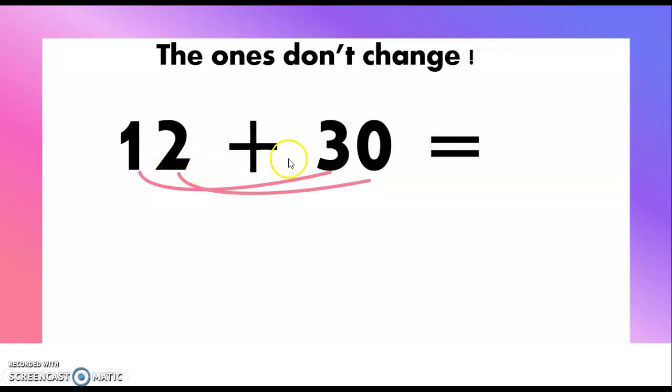Even if we're adding more than 10. We add the tens together, we've got 4 tens. 2 and 0 equals 2, doesn't change. So the answer would be 42.